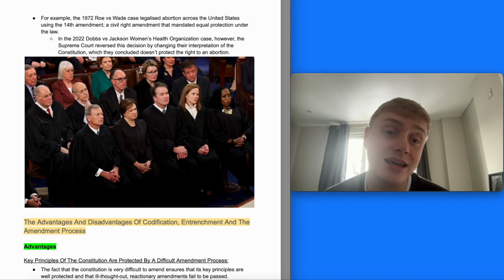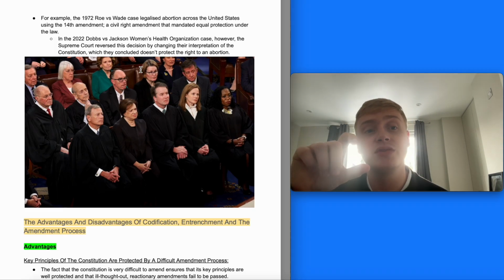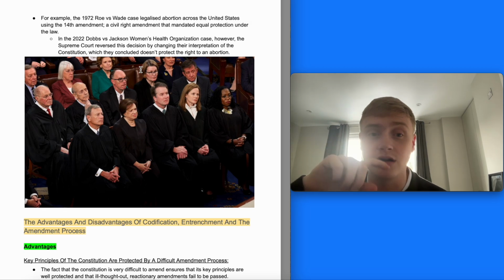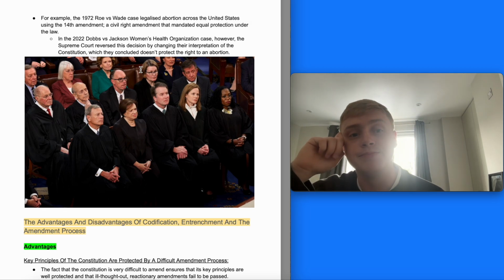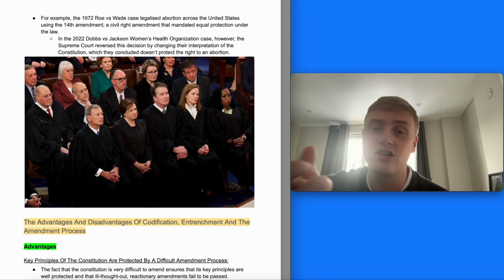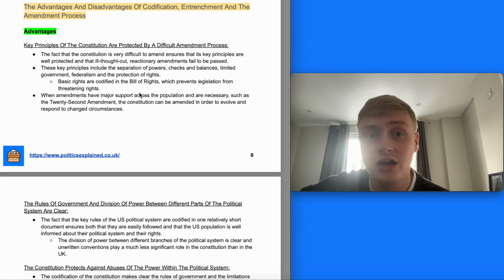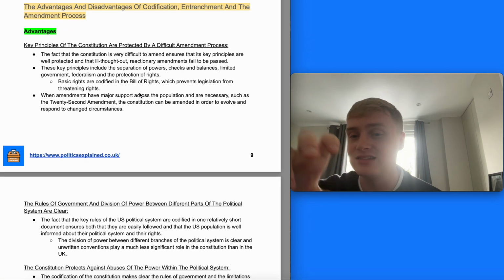In particular, it was a clause in the 14th Amendment in relation to the right to privacy and right to a family life, I think, and they judged that doesn't actually create a constitutional right to an abortion. We'll have a quick look now at the advantages and disadvantages of codification, entrenchment, and the amendment process, and these are some of the key arguments that you can use in your essays.